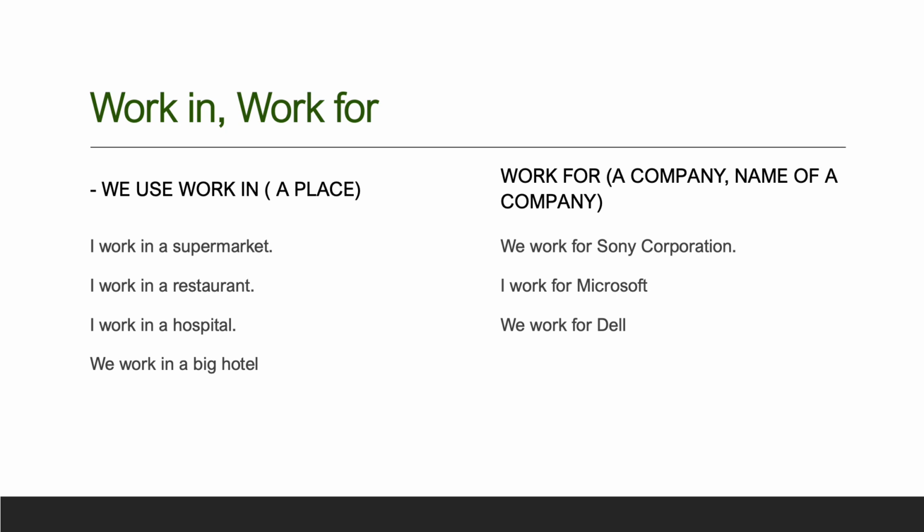Now, if you're going to mention the place you work in, or who you work for, we use two different words. We use work in if you are going to mention the place. For example, I work in a supermarket, so this is the place I am working in. I work in a restaurant. Do you know the name of the restaurant? No, just the place. It is a restaurant. I work in a hospital.